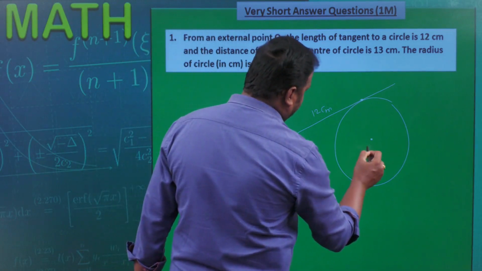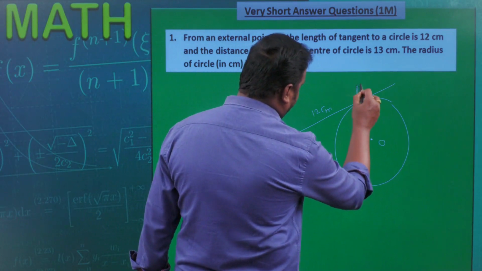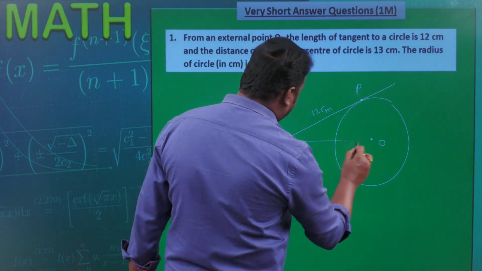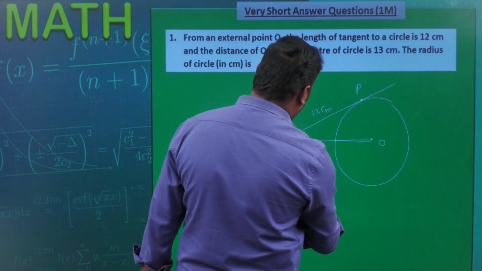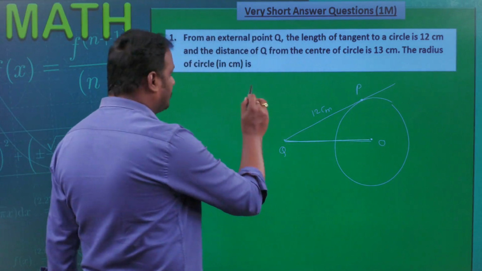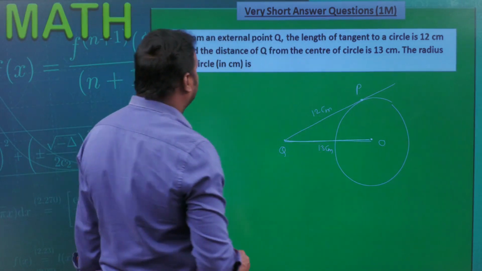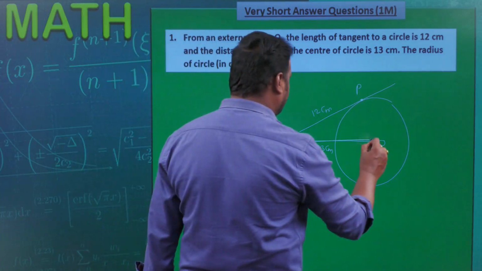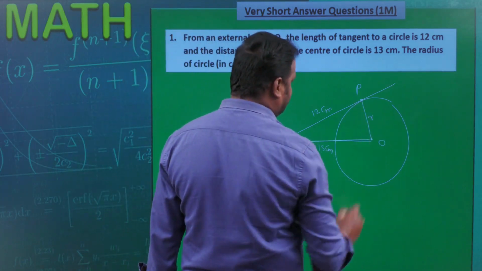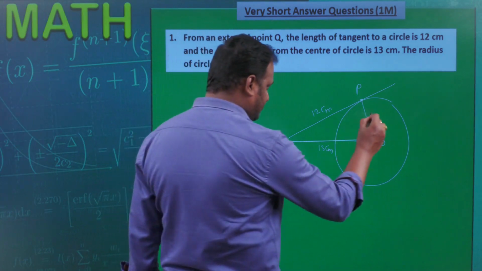So for example, this is the center O and let this point be P. The distance of the point from the center is 13 centimeters. Then what are you asked? You are asked to find the radius of the circle. Is this not the radius? So the radius of the circle is equal to how much?